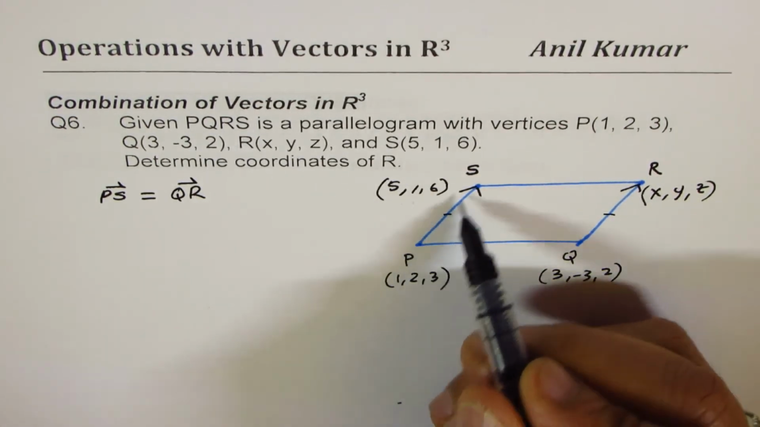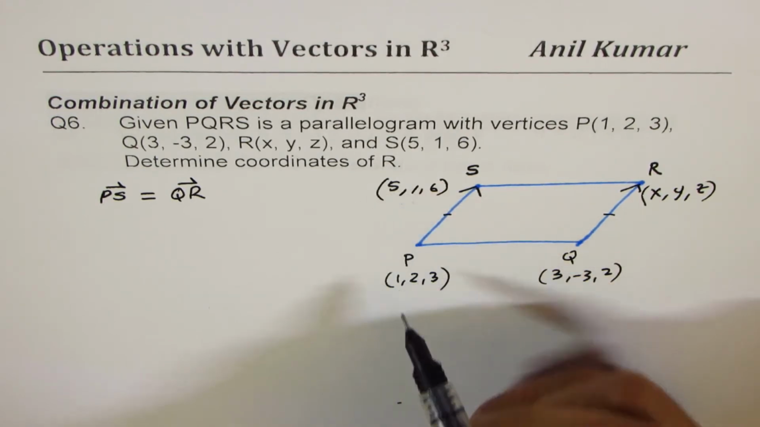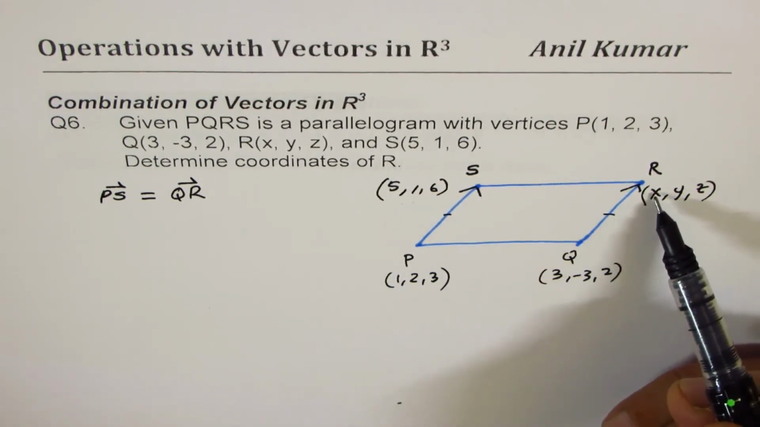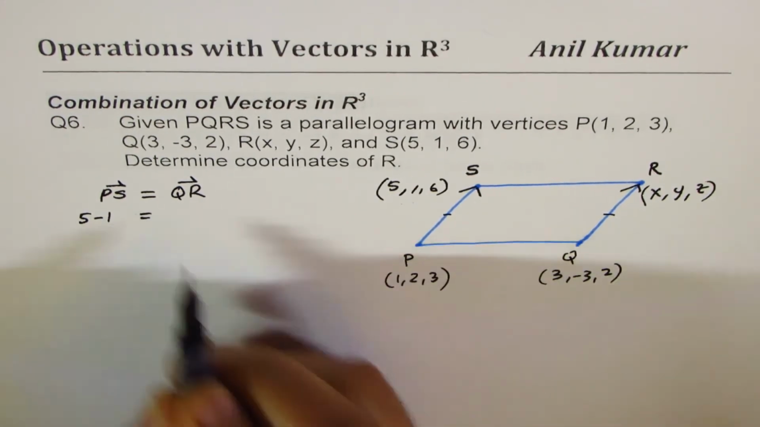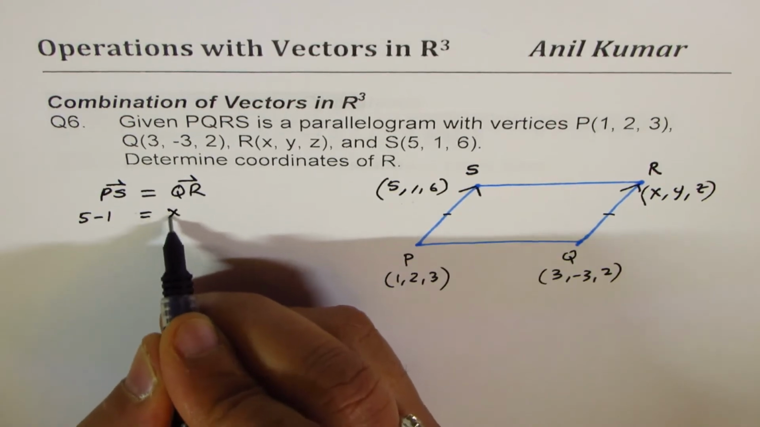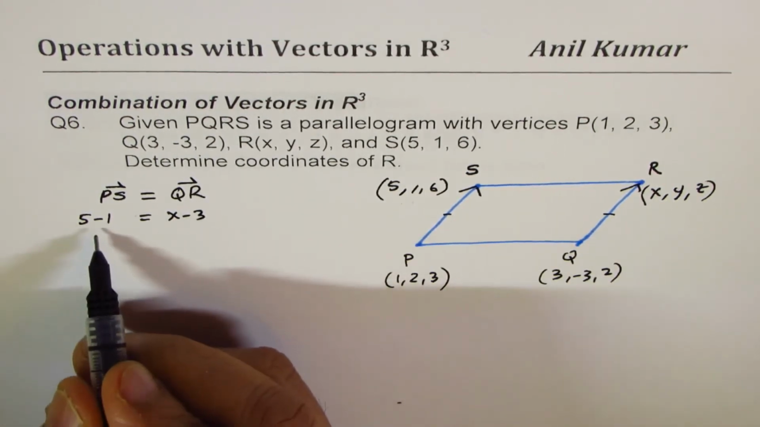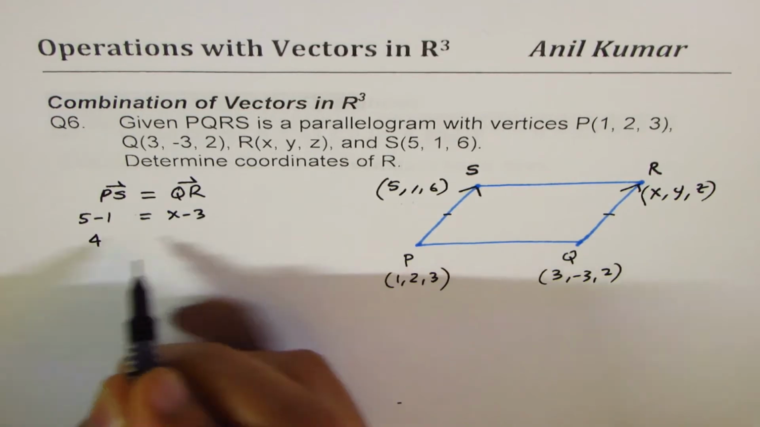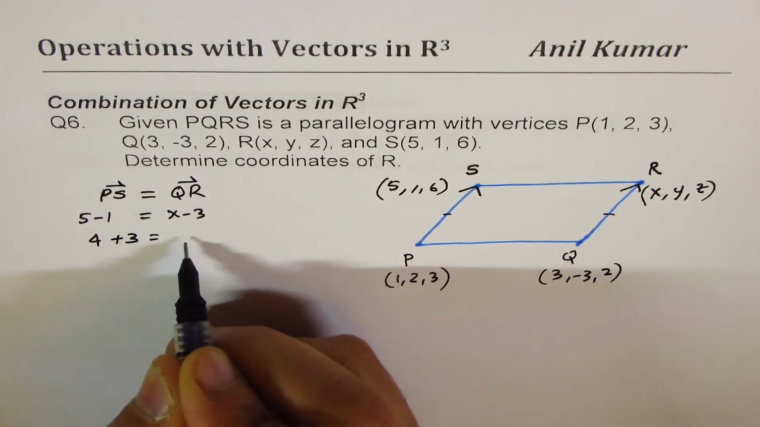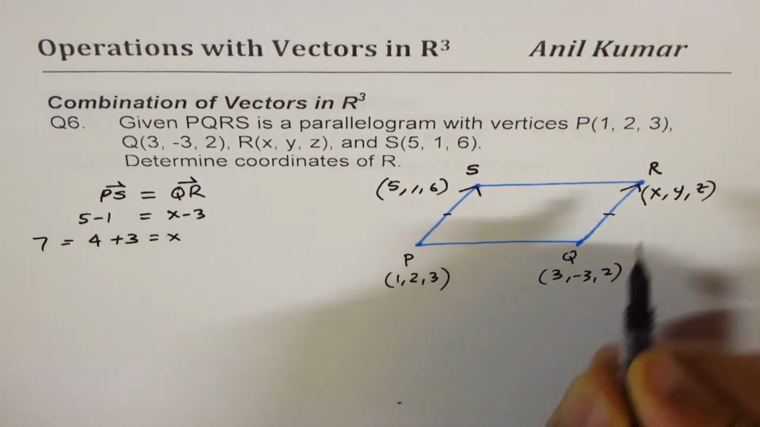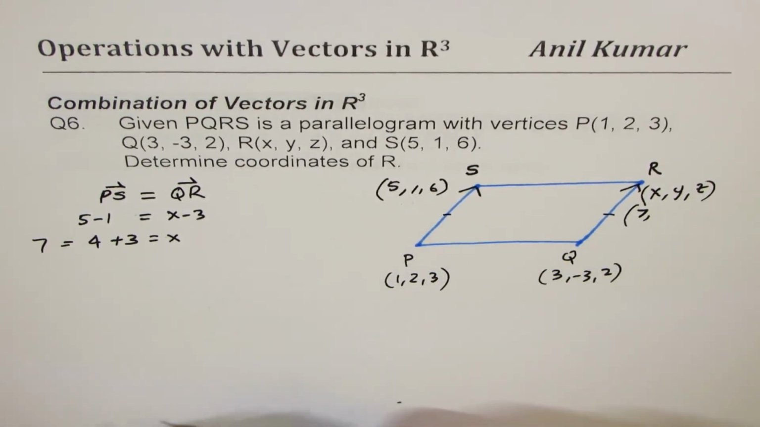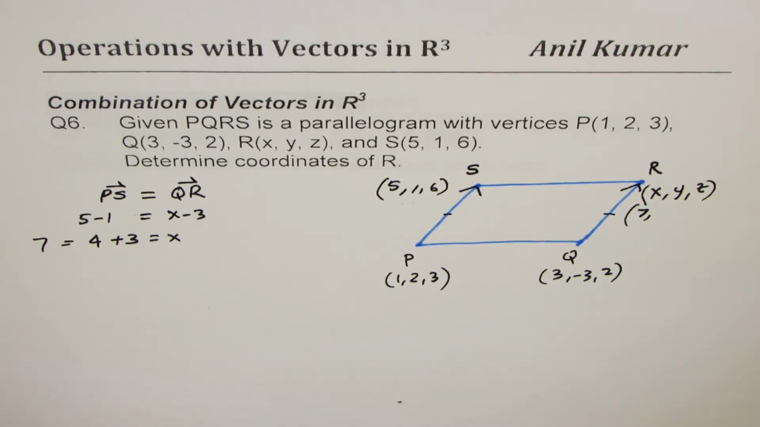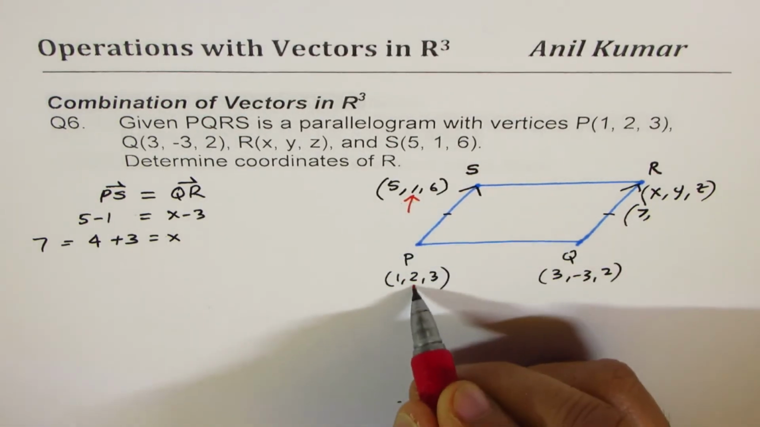When I say PS, that means 5 minus 1 is equal to x minus 3. So we have 5 minus 1 is equal to x minus 3. Do you see that? So 5 minus 1 is 4, and we can bring 3 here, and we say x is equal to 7. So we get coordinate 7 for x. This is one way of doing it. The other way is what you can also do. Now let me show you with the y values.